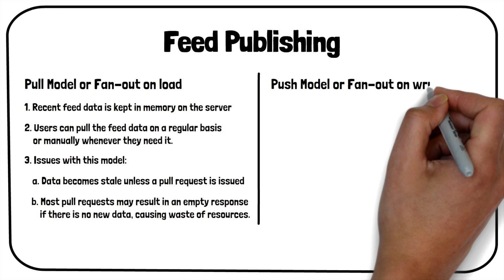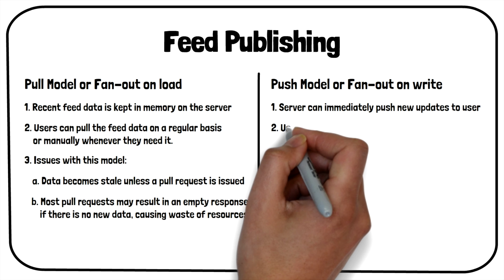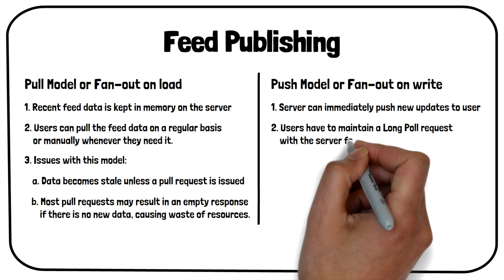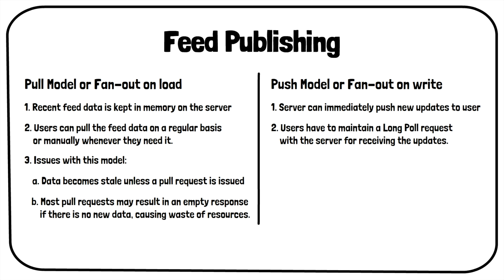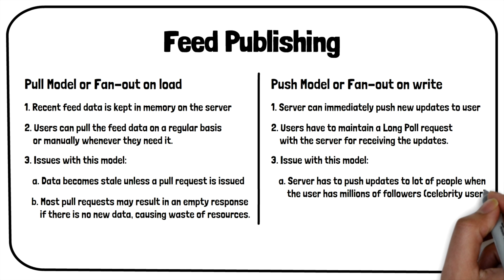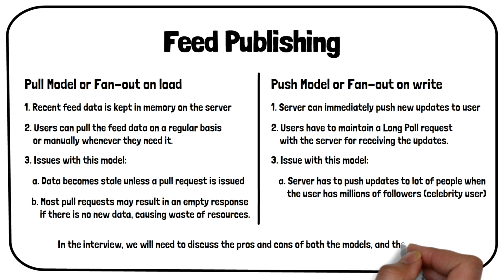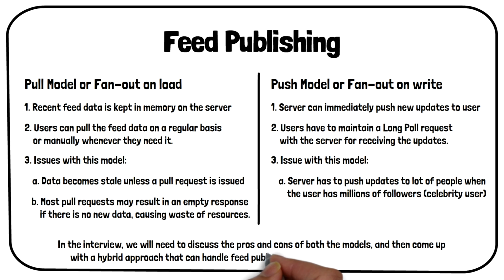The second approach is the push model. It is also known as fan-out on write. In this approach, the server can immediately push new updates to the user. To accomplish this, users will have to maintain a long pull request with the server for receiving the new updates. However, there is one potential issue with this model. The server will have to push updates to a lot of people when the user has millions of followers, which can use a lot of resources and overwhelm our service. This is also known as the celebrity user issue. In the interview, we will need to discuss the pros and cons of both the models, and then come up with a hybrid approach that can handle feed publishing on a large scale such as Facebook.